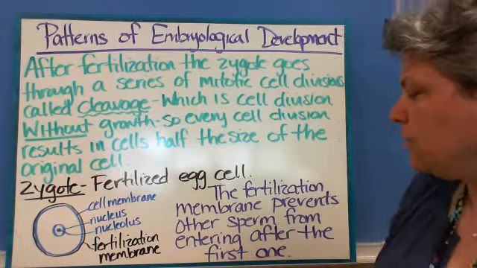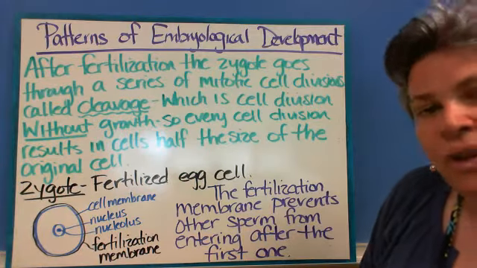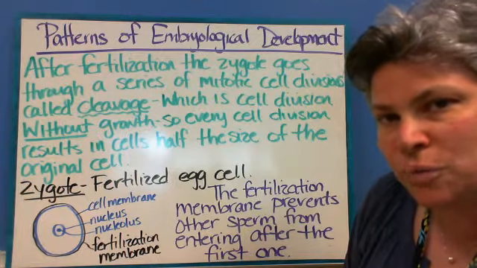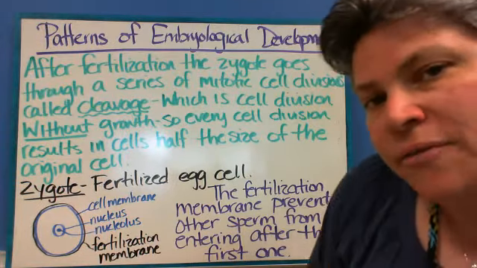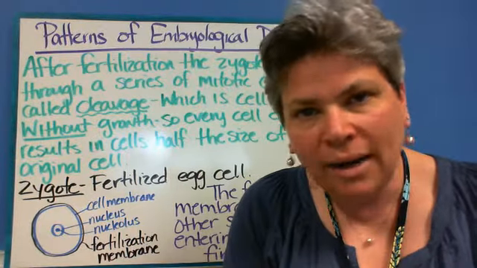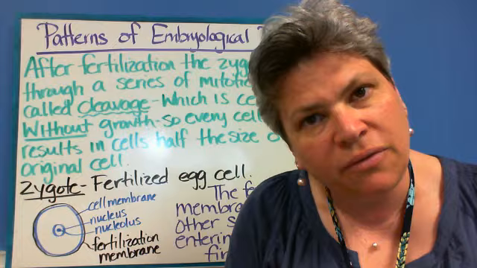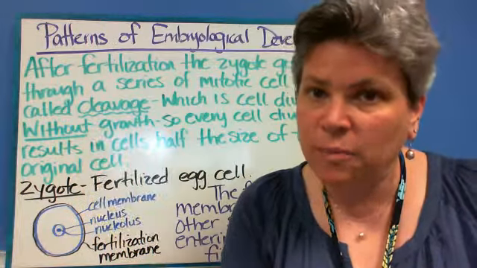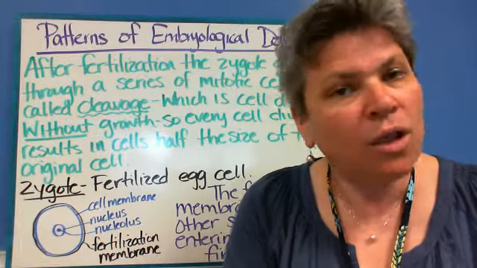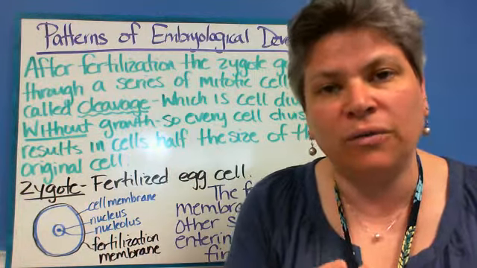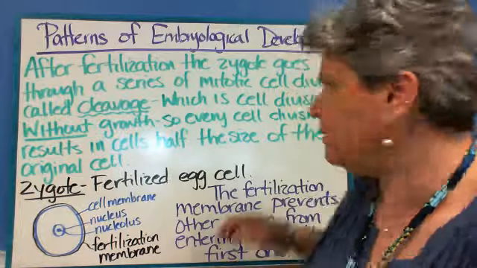The purpose of the fertilization membrane is to prevent other sperm from entering the egg after the first one has gotten in. So after the first sperm cell enters into the egg, we don't want any more sperm to enter. That's enough DNA. You have half from the mom in the egg, and now half has been contributed with that first sperm. No more sperm need to enter the egg. So a membrane goes up to prevent further sperm from entering that egg.